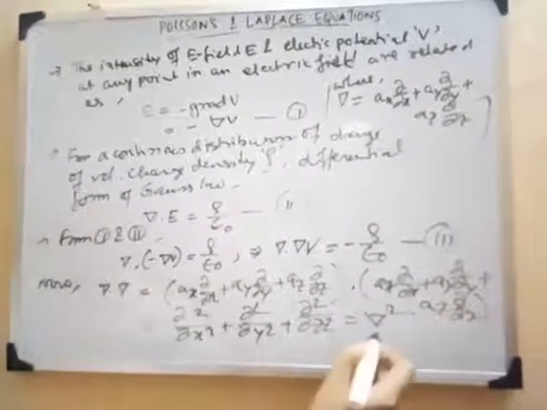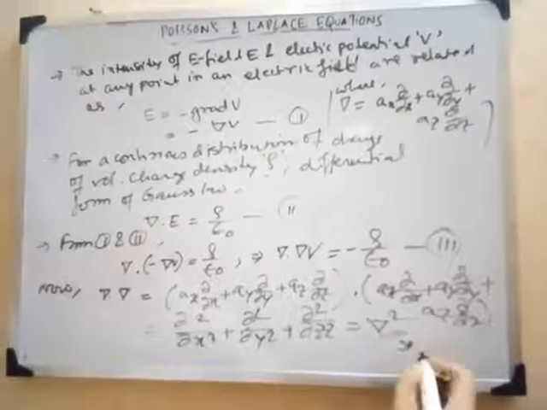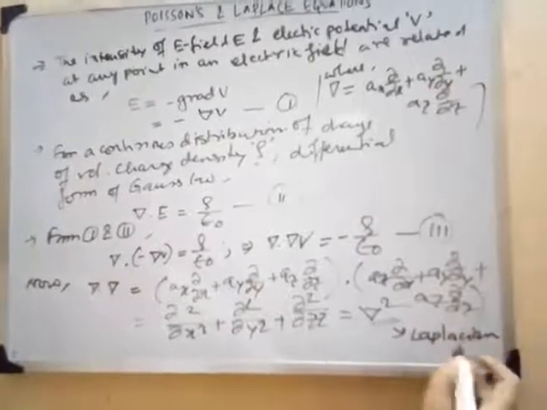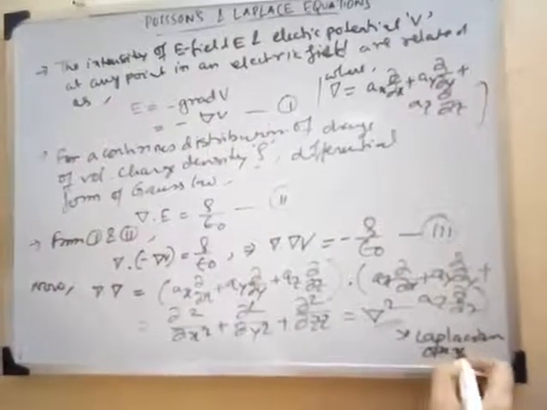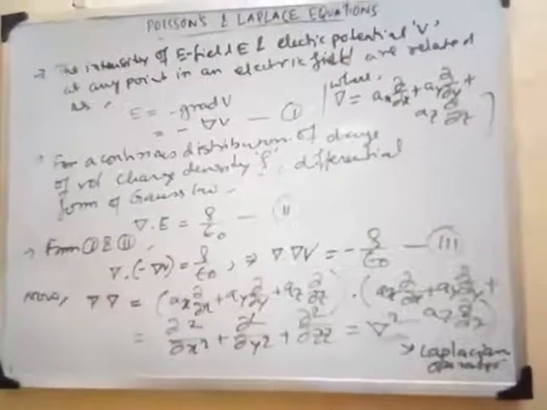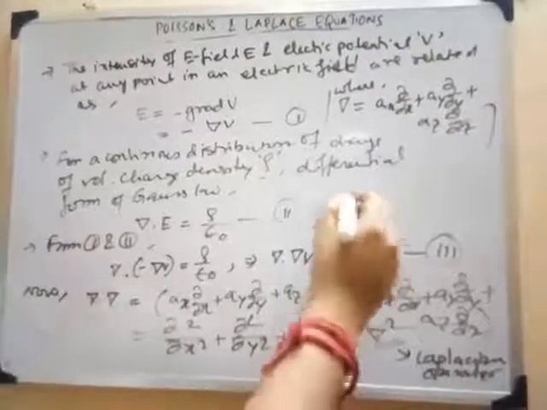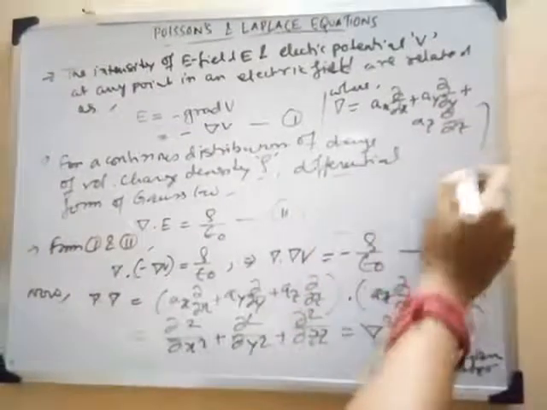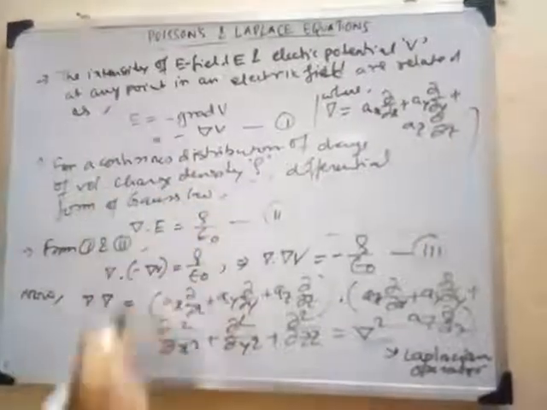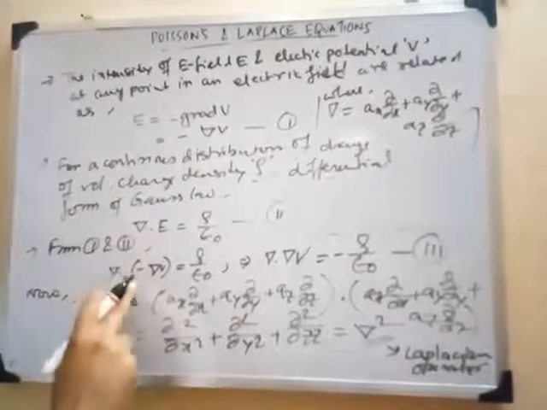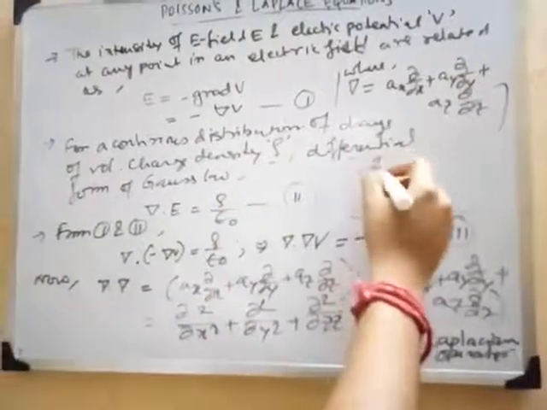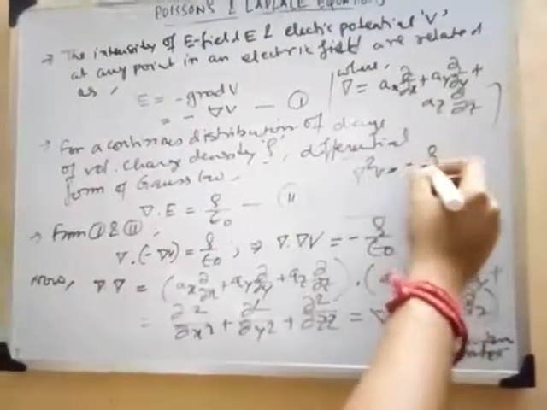So here this del squared, remember, is actually known as the Laplacian operator. We have discussed this in our earlier classes also. So this del squared is known as the Laplacian operator, right? Now, what is the expression that we finally get from here? A small part of the board is left, so I'm using this part. So from here we can write del dot del V is equal to del squared V is equal to minus rho by epsilon naught.